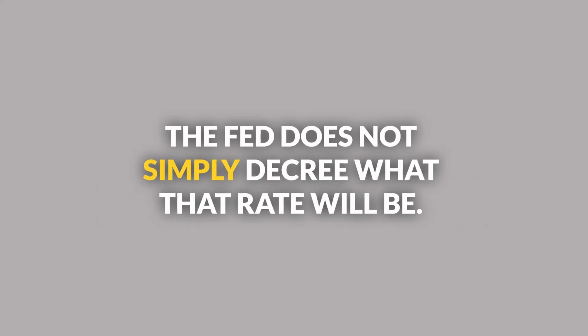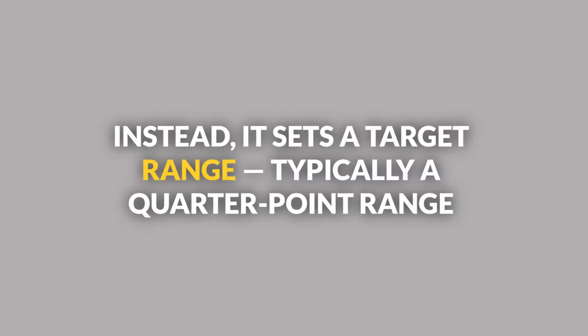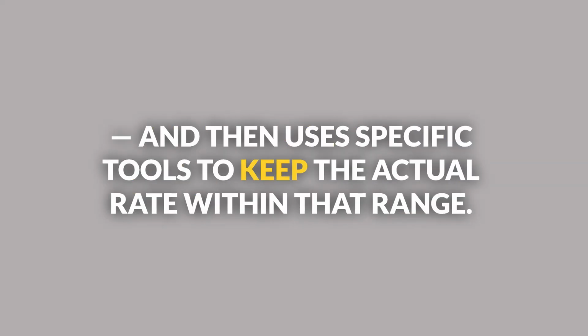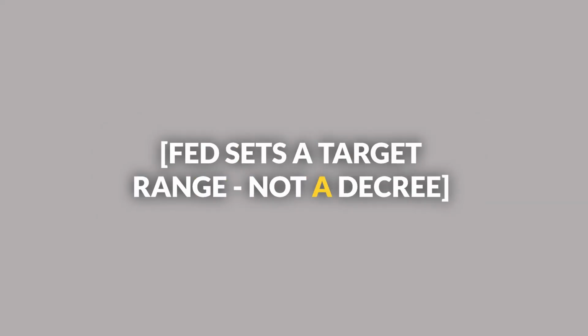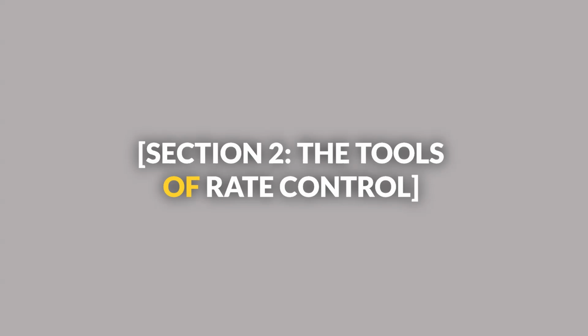The Fed does not simply decree what that rate will be. Instead, it sets a target range, typically a quarter-point range, and then uses specific tools to keep the actual rate within that range. The Fed sets a target range, not a decree. Section 2. The tools of rate control.